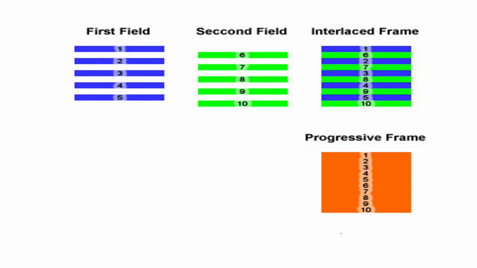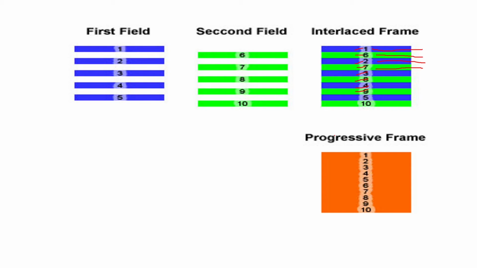So here you can see the first field we will be having 1, 2, 3, 4, 5 lines. Second field will be having 6, 7, 8, 9, 10 lines, say for example. Then here the second line will be the first line of the second field. The third line will be the second line of the first field, and the fourth line will be the second line of the second field. So like that alternately we are going to send the first field and the second field, that is the odd field and the even field. That is what happens in interlaced scanning.